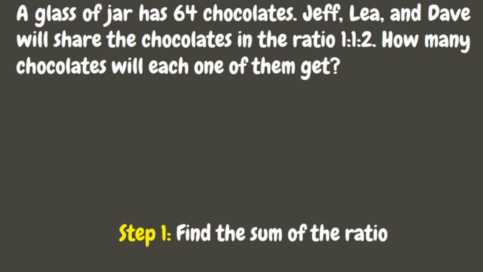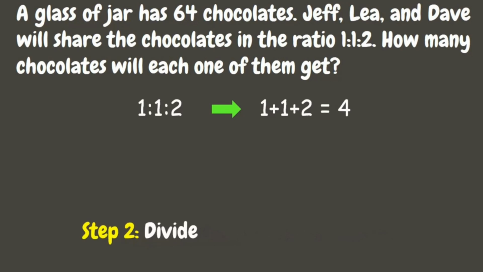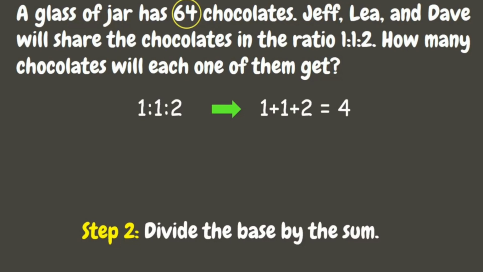Now let's look at the partitive ratio sharing method. The first step is to add up the ratios to get the total parts. When we do that, we get 4: 1 plus 1 plus 2 is 4. The second step is to find what one part represents in the ratio. To do this, we simply divide the total, the base, 64 chocolates, by 4. So 64 divided by 4 is 16.